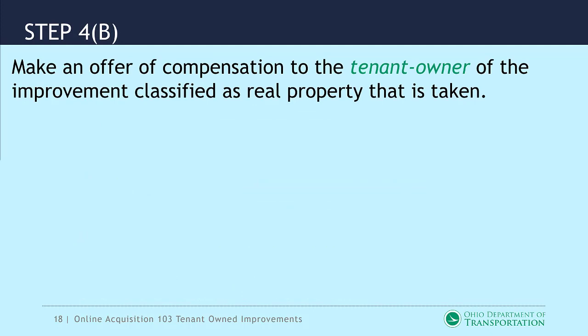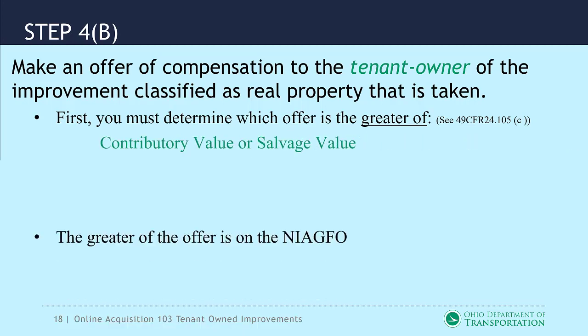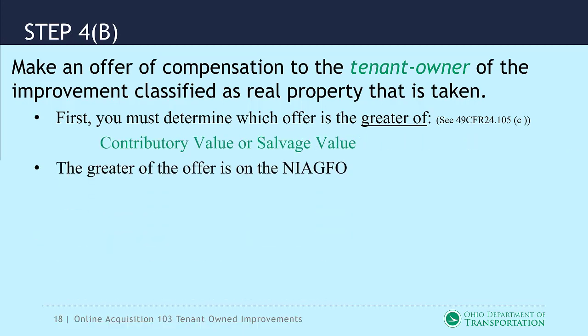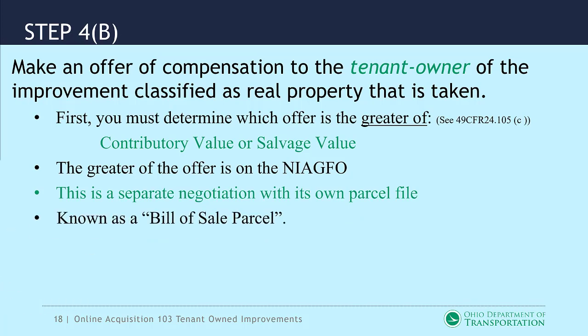Then we're going to make an offer of compensation to the tenant owner, which is basically for the improvement that's classified as real property that is taken. First, you must determine which offer is the greater of, as we went over out of 49 CFR 24.105(c): contributory value or salvage value. So the greater of the offer is going to be on the NIAGFO. This is a separate negotiation with its own parcel file. And this parcel file is going to be known as the bill of sale, commonly known as a BS parcel, but it will be known as the bill of sale.